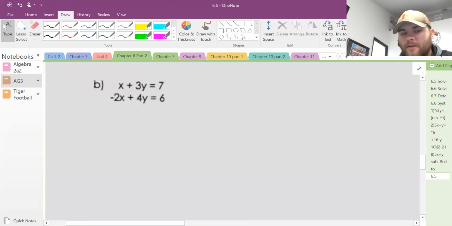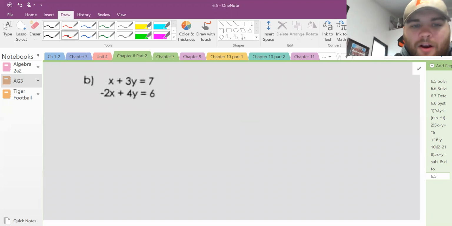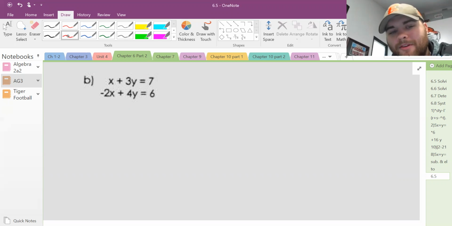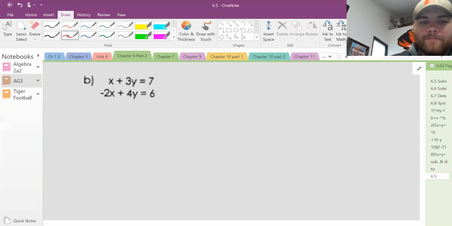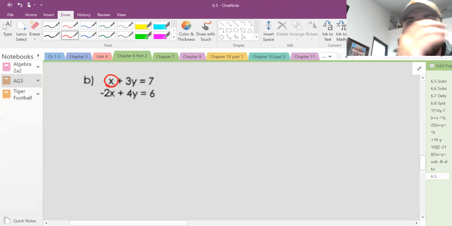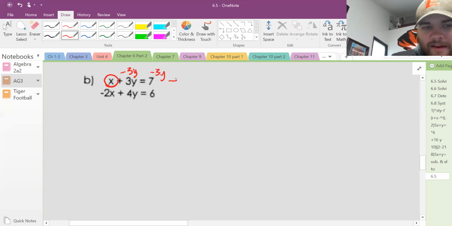Okay, so first step, I want to isolate one of my variables. Well, which equation is easiest? It's not going to be the bottom one. It's going to be the top one. I'm going to solve for this x, because the coefficient's 1 and it's positive, so it's going to be the easiest. All I got to do is subtract 3y from both sides, and I get x equals 7 minus 3y.